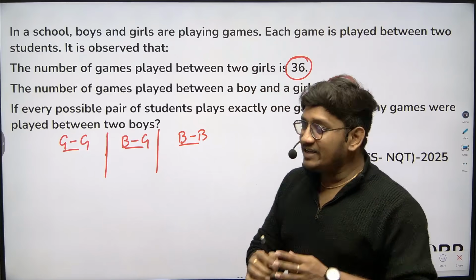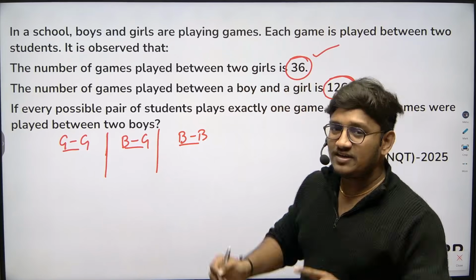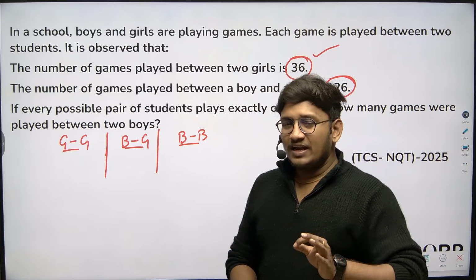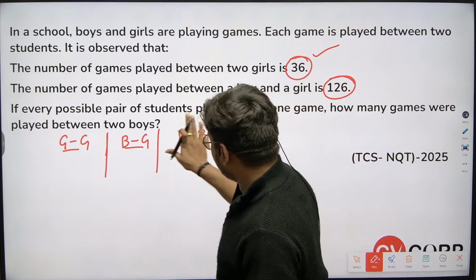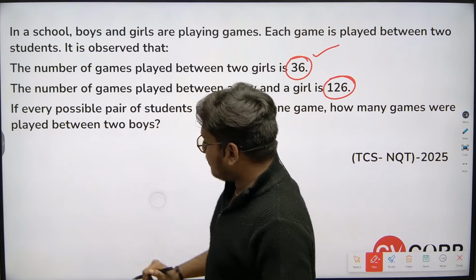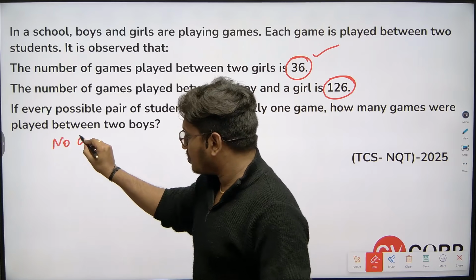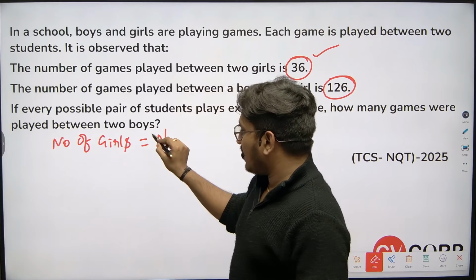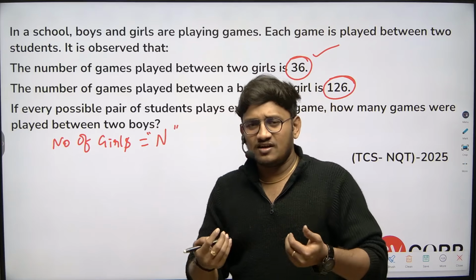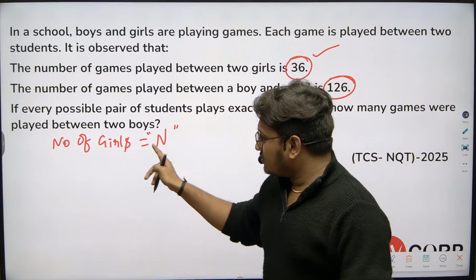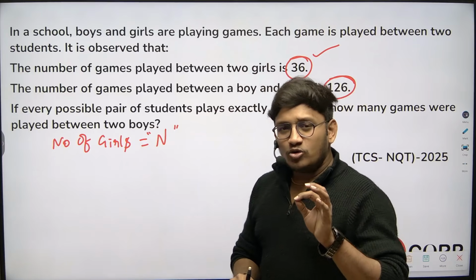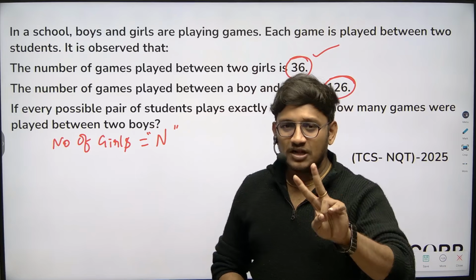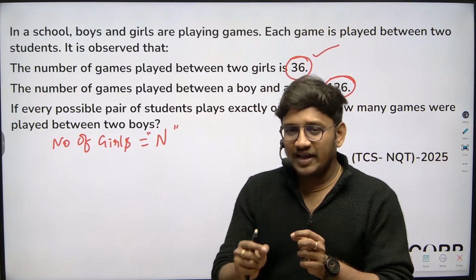Now they clearly mention that between two girls, 36 games were played. Let me write it clearly. I'm considering the number of girls to be n. I'm assuming one alphabet n; you can assume any other alphabet. Out of n girls, if you want to play one particular game, how many girls are required? 2 girls are required, right?